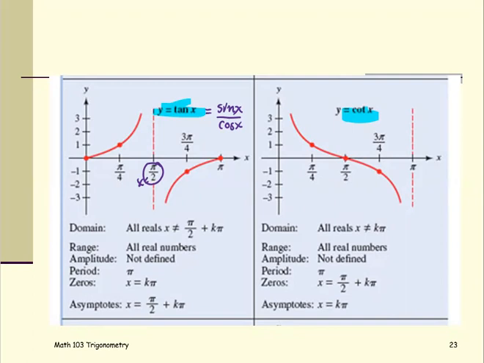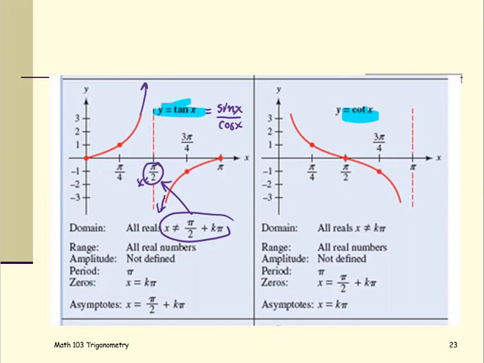The domain would be the set of all real numbers except at the asymptotes. And the range would be the set of all real numbers because the graph keeps going all the way up and all the way down for each piece of the graph. The amplitude is not defined because we cannot find the maximum and minimum values of the function y equals tangent x. The period is pi because the graph repeats the same pattern every pi.